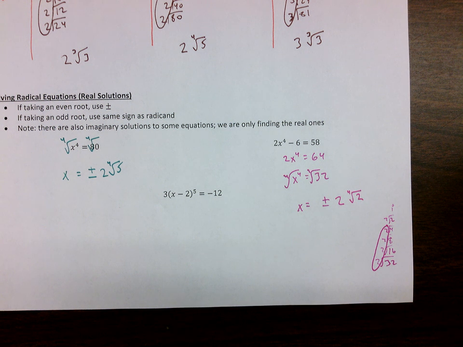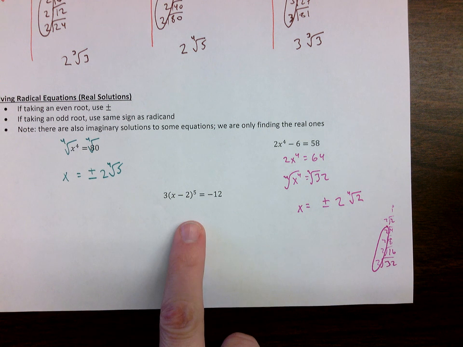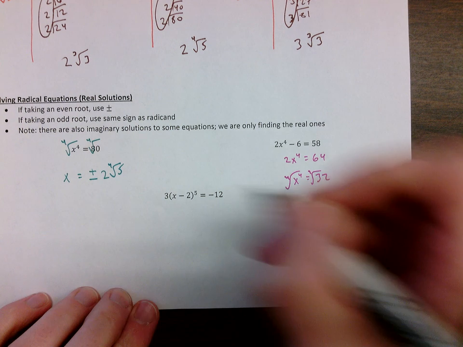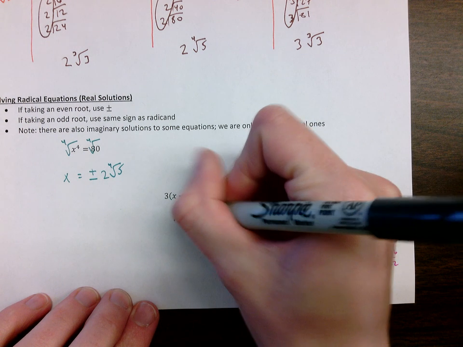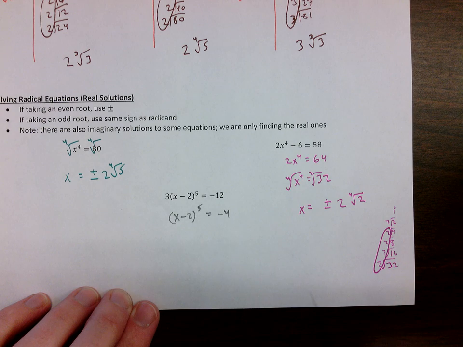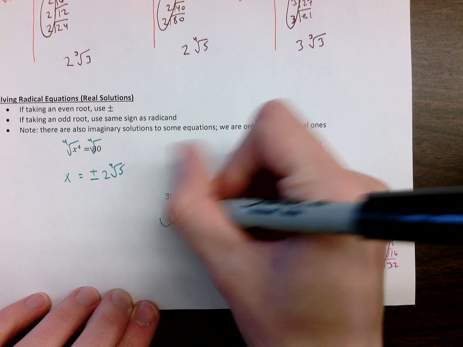All right, and then this last guy down here in the middle. So looking at this guy, just like how we did this when they were squares, we're going to start by dividing both sides by 3 to isolate that power. Then I'm going to take the fifth root of both sides.